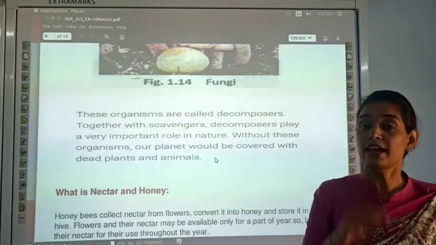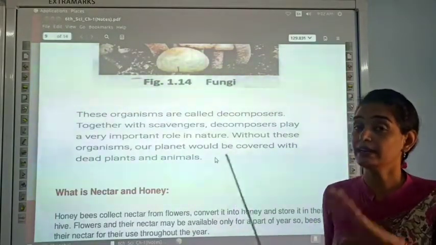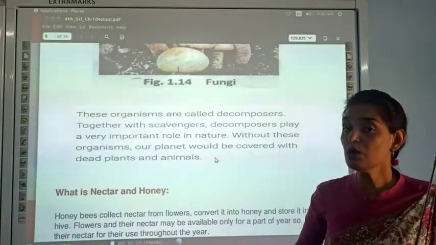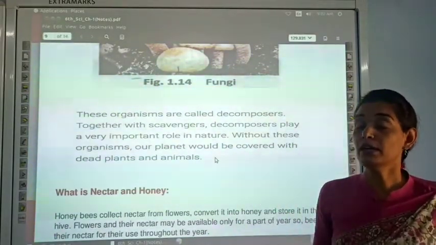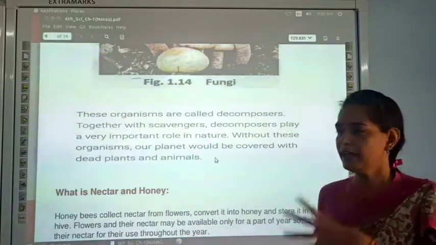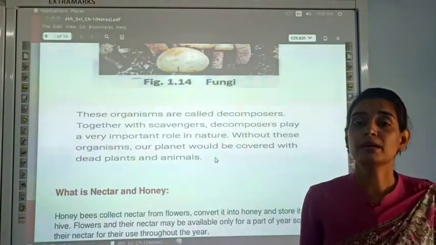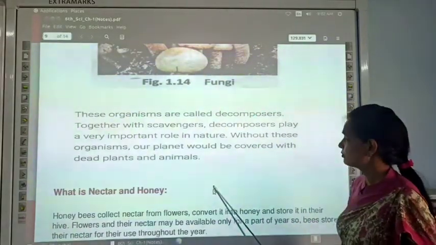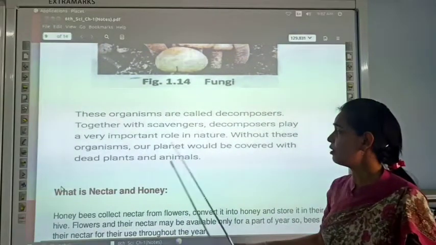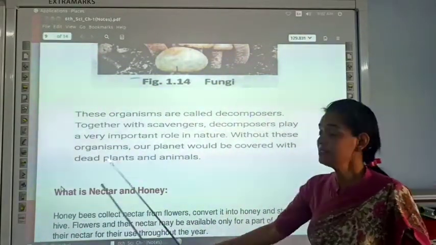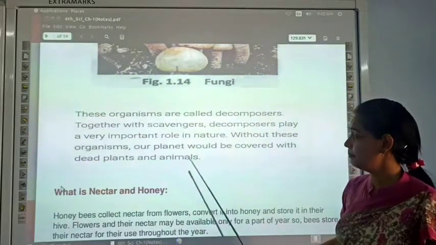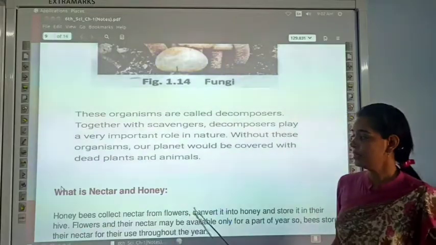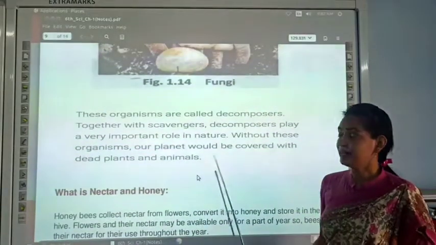ये forest cleaner है, environment cleaner है, because they get their food from the dead body and in this way they can get their food also and the dead body is removed from there. So completely decompose ho jate hain and finally jo part bachte hain, that become the part of the soil in the form of humus. Yes, so decomposers play a very important role in the nature. Without these organisms our planet would be covered with the dead plants and the animals.